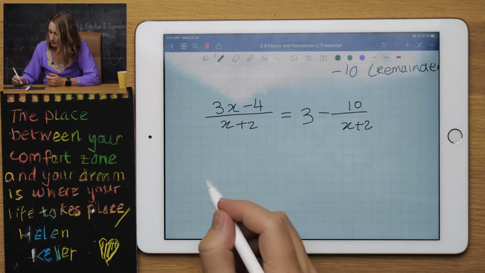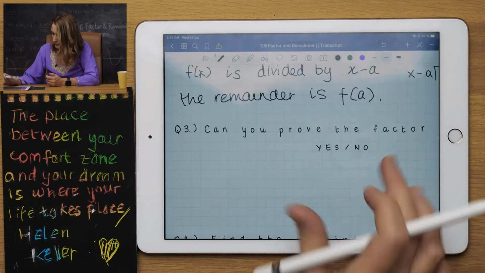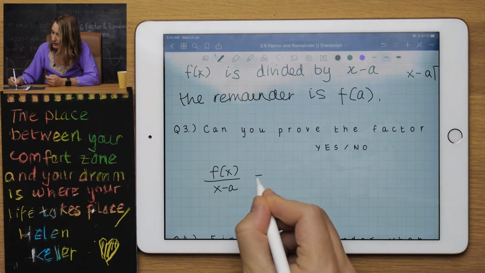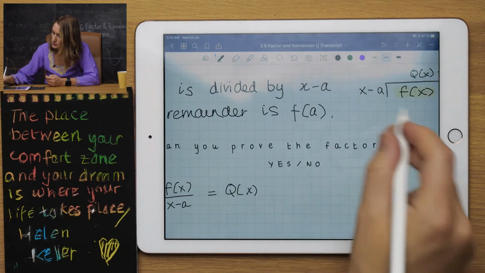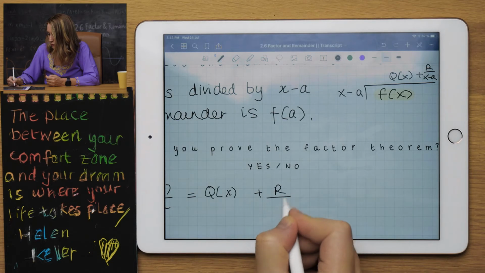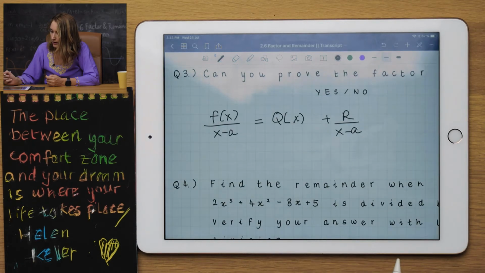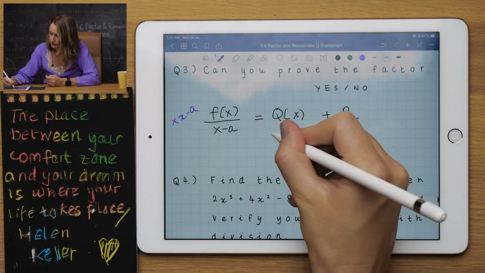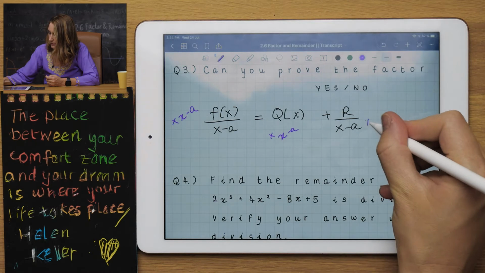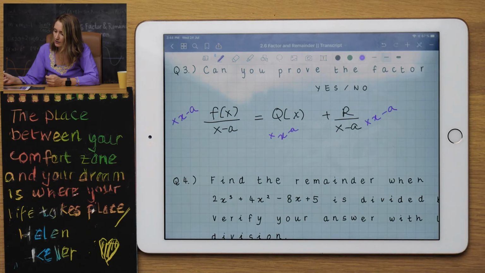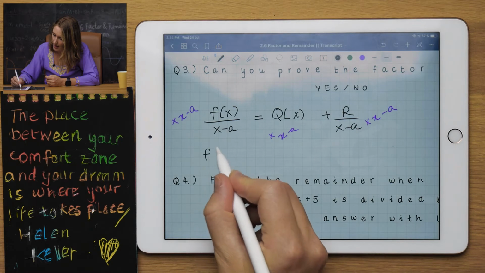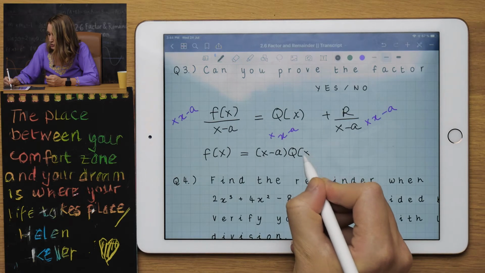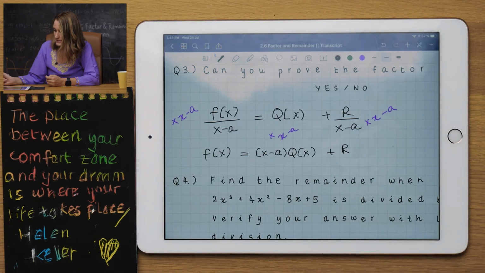So how that's useful is you can say f of x divided by x minus a is equal to your quotient, which is what goes up here, plus your remainder, which we also divide by x minus a, okay? We can multiply everything by x minus a, and rewrite it in this form. f of x is equal to x minus a times your quotient, plus your remainder.